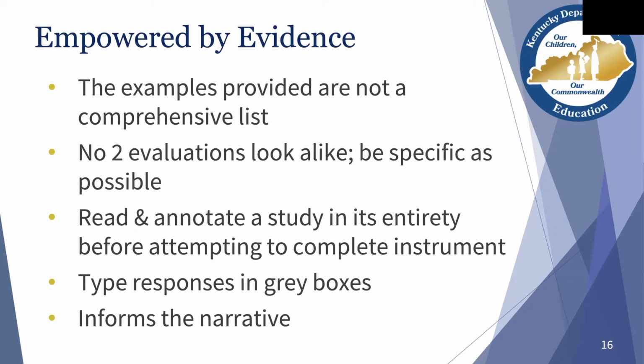Read and annotate a study in its entirety before you start with the instrument. Sometimes we like to try to fill something out as we go, as we're reading, but it's going to be important to make sure that the study you're actually looking at offers what you think it's going to need to offer, the evidence to support it. So you want to go through and annotate that study first. Once you get to the instrument, you will see gray boxes. It's going to ask you to put in certain things. You can enter them there, and then when you're done, you have this complete instrument that's going to help you write that narrative. All of that goes to inform the narrative.